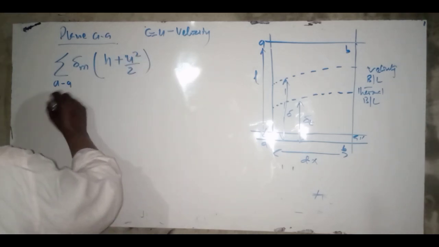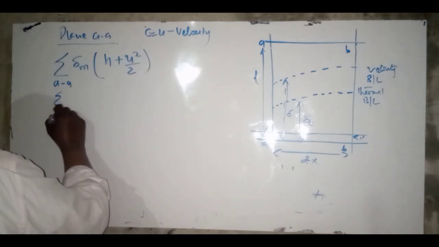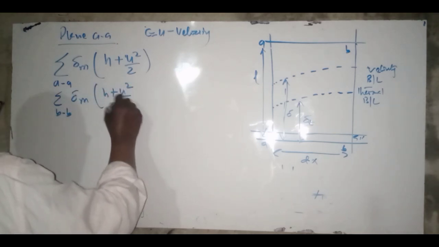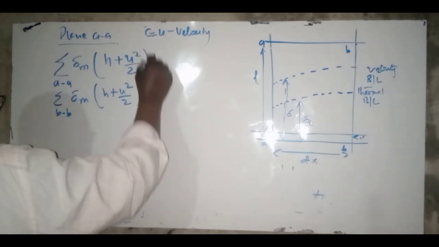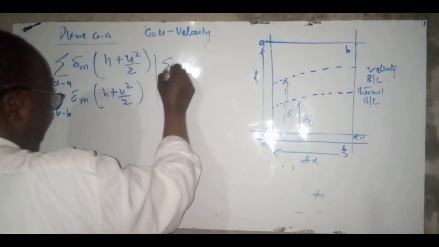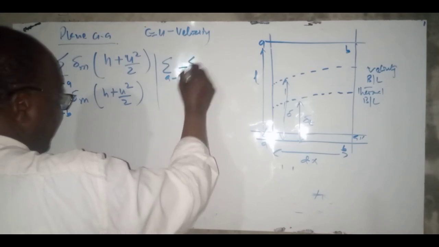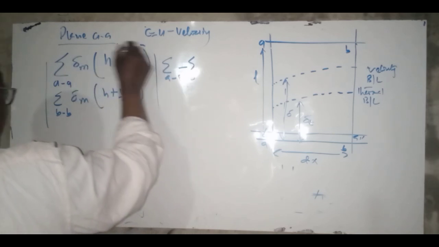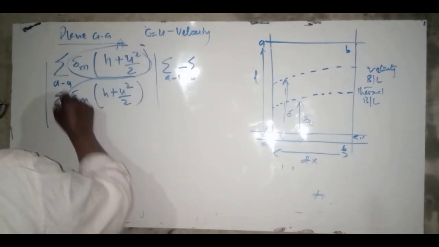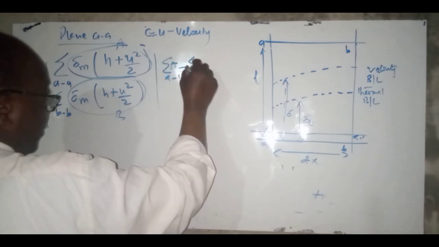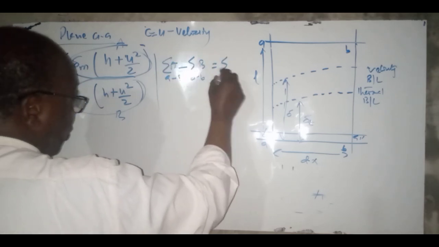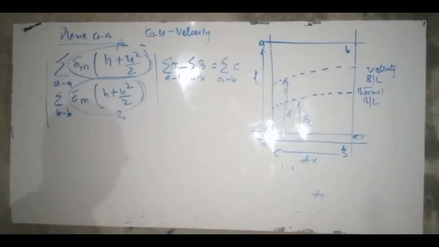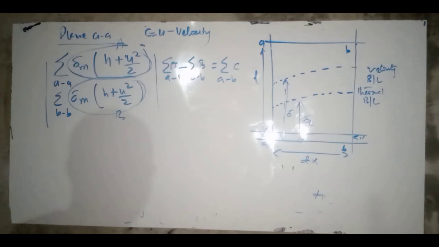Similarly, for BB, you have sigma m h plus u squared over 2. And we have said the difference between AA and BB, let's just call this quantity here A, and let's call that quantity B. The difference is equal to what we have in the plane AB. Let's call that C.